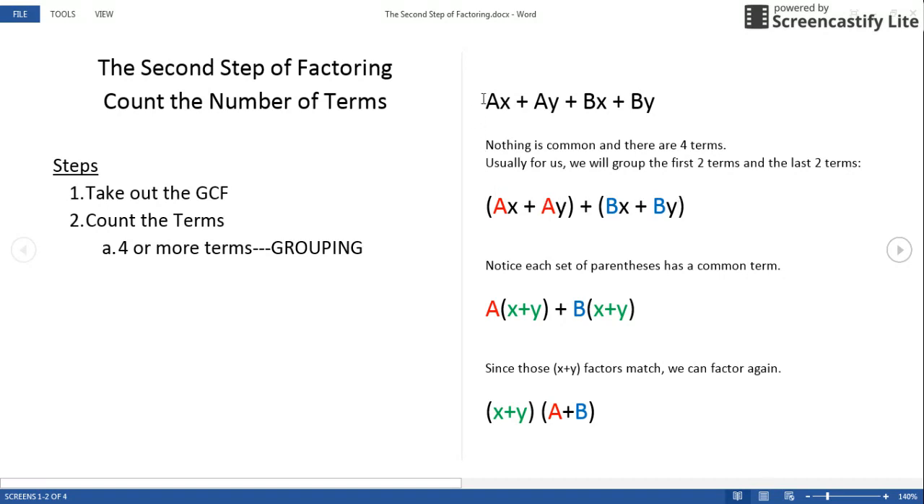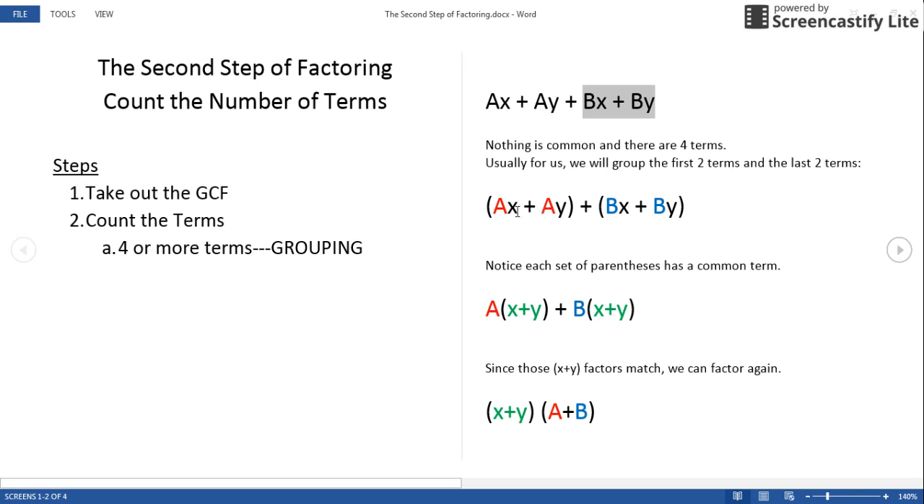Usually, we'll put together the front two terms in a set of parentheses and also the back two terms in a set of parentheses. We don't have to do it this way. Sometimes we'll group three terms together and leave one out. Sometimes we'll need to move terms around in order to make our groups work out properly. But for this one, let's group together the first two terms in a set of parentheses, as I've done here, and the back two terms in a set of parentheses like I've done here.